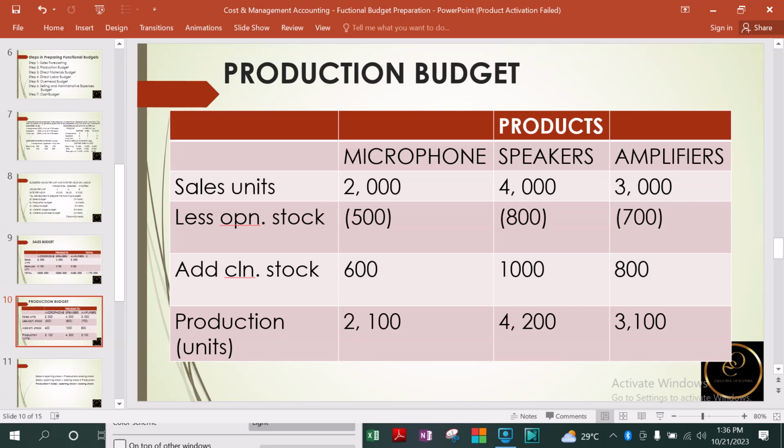So 2000 minus 500 plus 600 gives you 2100, meaning that with this analysis, your projected production is supposed to be 2100 units of microphones. Equally for speakers, you have 4000 minus 800 plus 1000. The projected production for speakers is 4200 units. For amplifiers, you have 3000 minus 700 plus 800. The projected production for amplifiers will be 3100. So we have obtained the production budget. This is how we are going to produce.